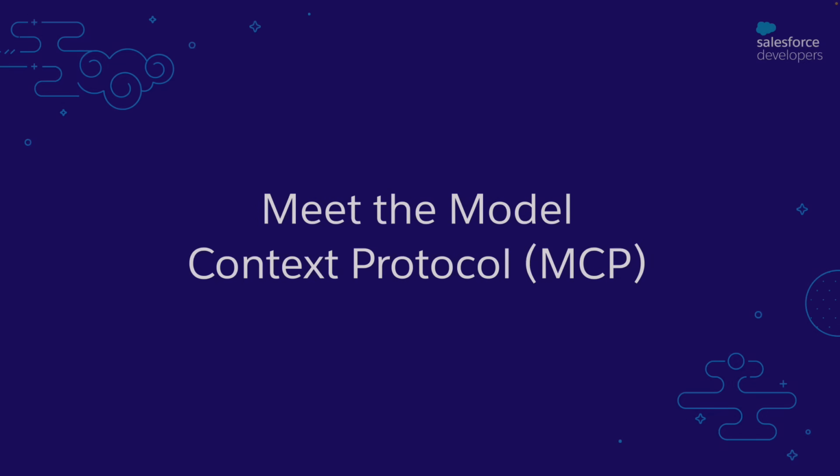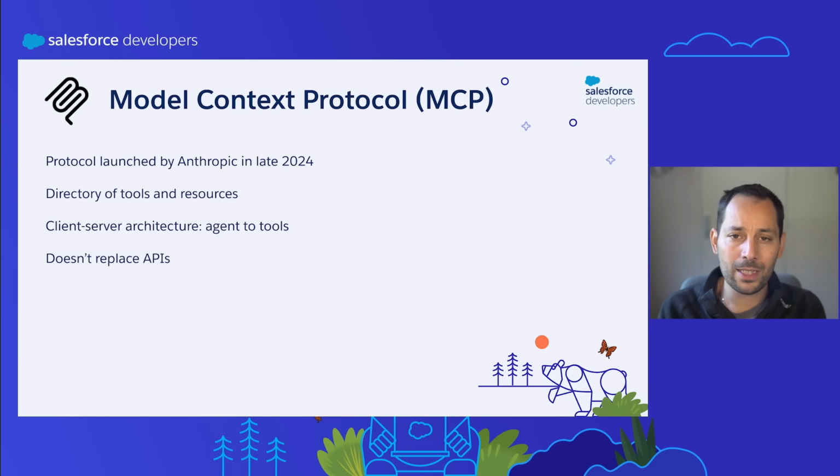Now that we've seen the concepts behind vibe coding, let's talk about the technologies that support it. One of the key technologies that enable us to do vibe coding is called the Model Context Protocol, or MCP. MCP is a protocol launched by Anthropic back in 2024, and the purpose of this protocol is to serve as a directory of tools and resources for agents. This works with the client-server architecture, the client being on the agent side, and the server being on the tooling side. And although this looks very similar to APIs, it's not meant to replace them, and I'm going to show you why.